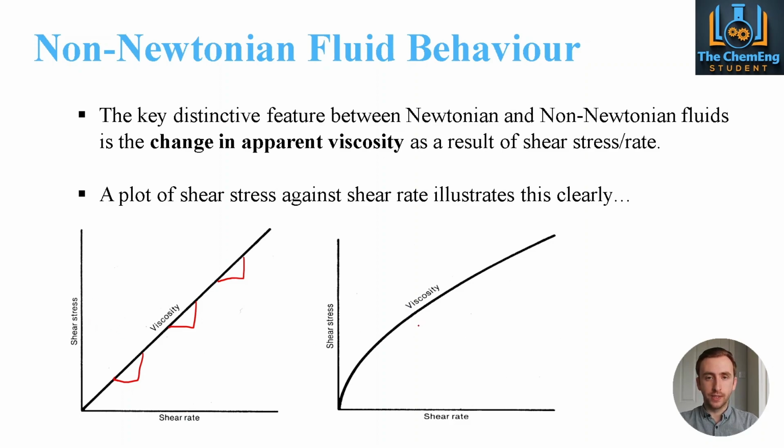If we look at non-Newtonian behaviour, and this is just one example, we'll see all the different examples in just a second. But if we look at the gradient at this point compared to the gradient, say, at this point, then we have completely different values. So what that tells us is that the viscosity changes as we increase or decrease the shear rate and the shear stress. So what this suggests is that the apparent viscosity will change as a function of these two variables. So we have what's known as non-Newtonian fluids.